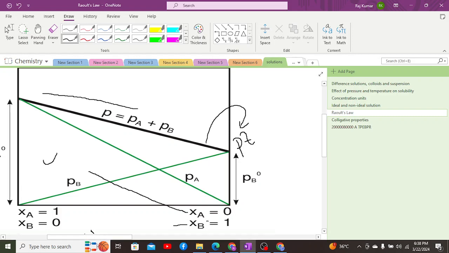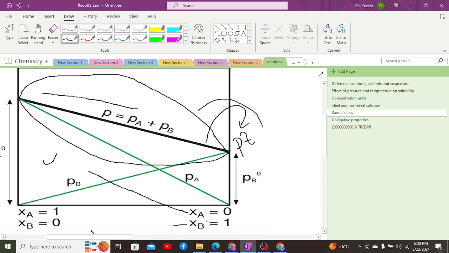As a result, we can say that lowering in vapor pressure here is directly proportional to the mole fraction of solute, and vapor pressure is directly proportional to the mole fraction of the solvent, which gives us the conclusion that this graph obeys Raoult's law. Now all of those solutions which obey this graph and Raoult's law would be considered ideal, and those which show a deviation from this straight line graph, either positive deviation above the straight line, or negative deviation below the straight line, would be considered non-ideal solutions or real solutions.